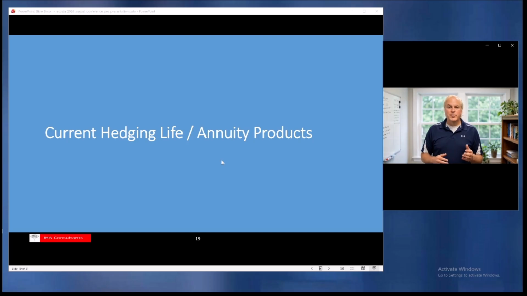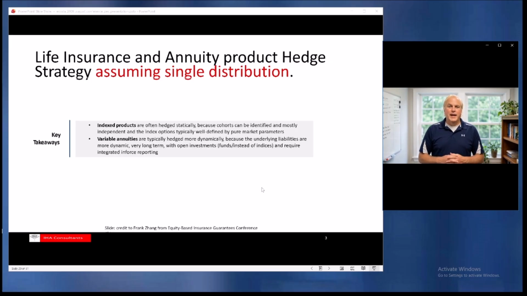Section 3. Current hedging of life and annuity products. Now we turn to applying AI-enabled predictive equity analytics to a life insurance or annuity product equity benefit guarantee. The standard assumption is of a single underlying common distribution. Index products are often hedged statically because cohorts can be identified and are mostly independent, and the index options are typically well defined by pure market parameters.